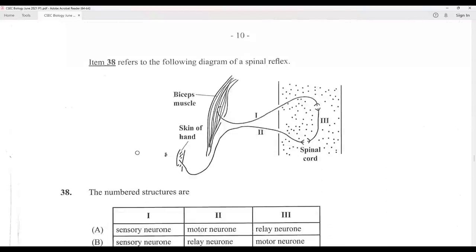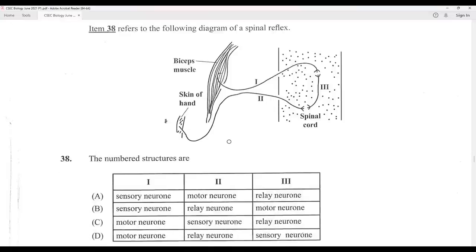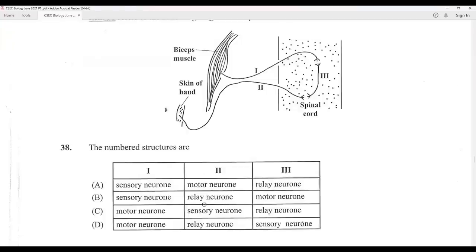Item 38 refers to the following diagram of a spinal reflex. Remember, a spinal reflex happens on the body, meaning neck downwards. A cranial reflex happens on the head. So we have 1, 2, and 3. And if this is going to the bicep, pay attention. The bicep is the effector, and the receptor is the skin of the hand. So this is a sensory neuron. So 2 is the sensory neuron, and we are looking for that as our hint, which puts it right here.